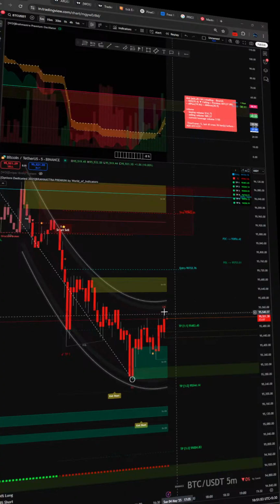We will not enter there until a higher high is formed and a higher low is formed. We will not enter this trade. Okay, we will not enter this trade. This is bad.